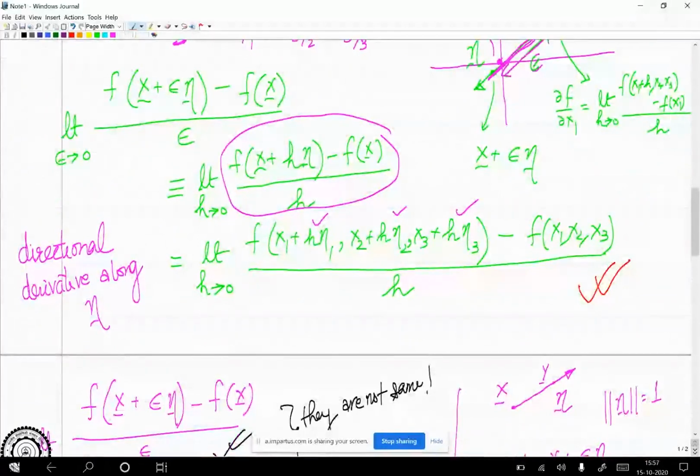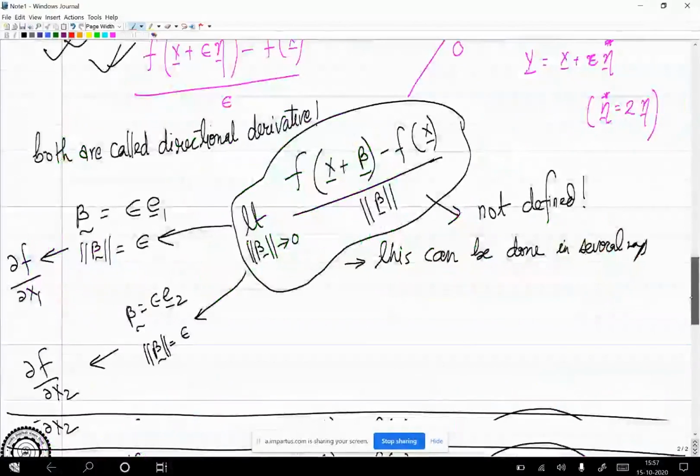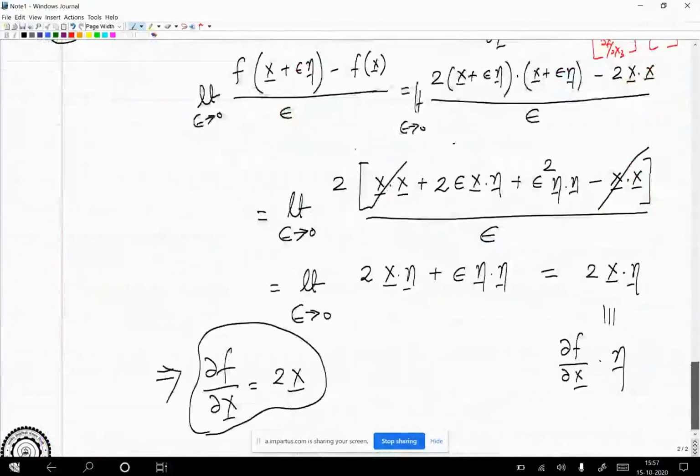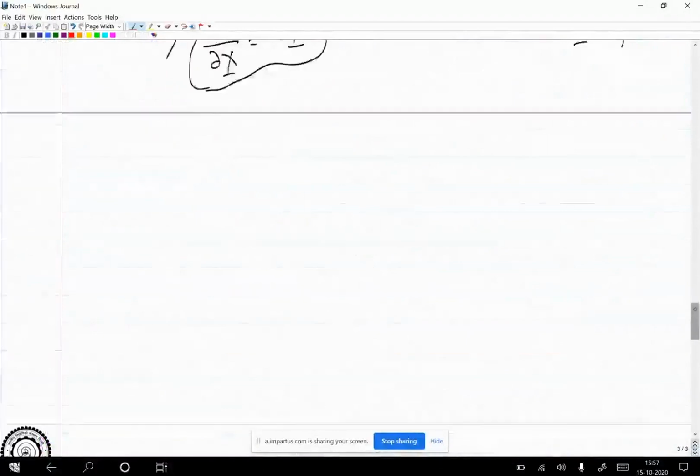यही चीज नीचे लिखा है ना मैंने, h के जगह पे बस एप्सिलॉन करना है, कॉम्पोनेंट वाइज जो लिखा है. Okay, if you are not convinced, then let me do it again. I'll do it again, no problem.